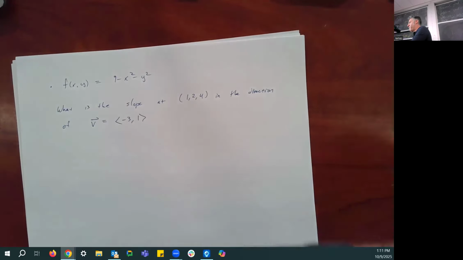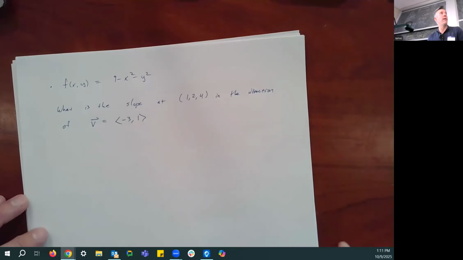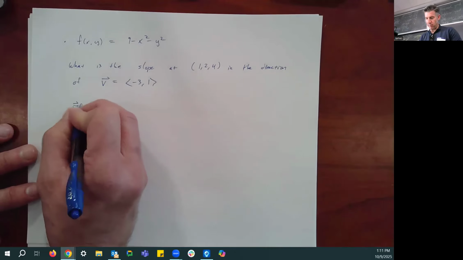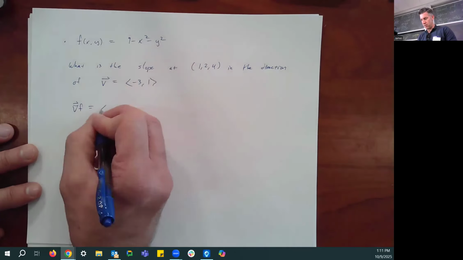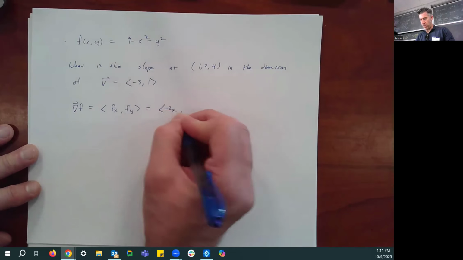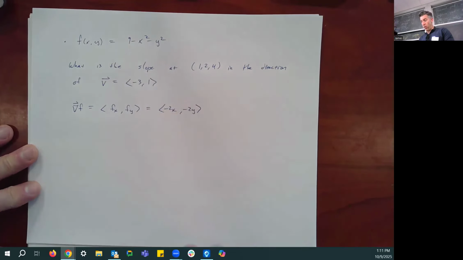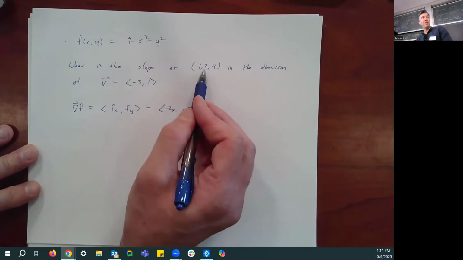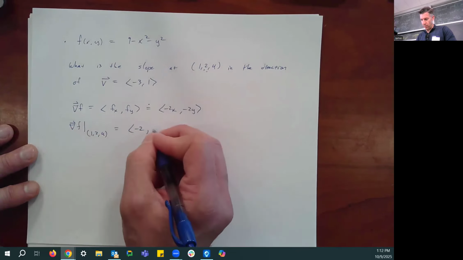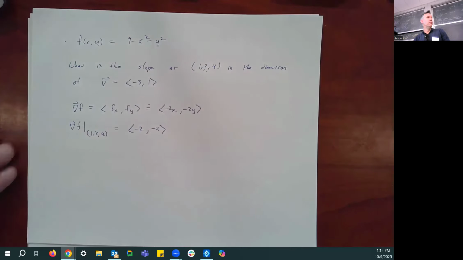And I would say I've probably been doing too much writing when I calculate this. So a more efficient way of writing this out would probably be the following. Let's just find the gradient first. So the gradient of f is the partial derivatives, always in alphabetical order. So in this case, it's going to be -2x, -2y. And then we plug in our point, not our vector, plug in the point, and we get the gradient of f evaluated at 1, 2, 4 is going to be -2 times 1, -2 times 2. So there's the gradient we're going to dot with whatever vector we're in the direction of.